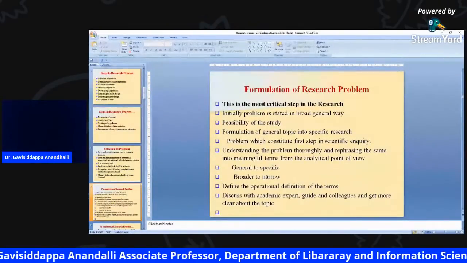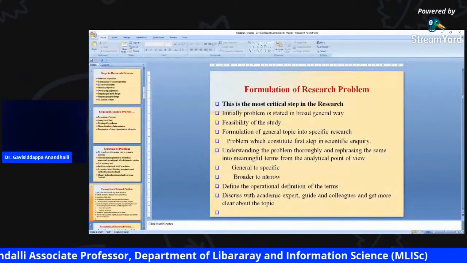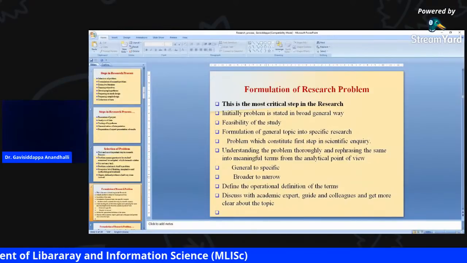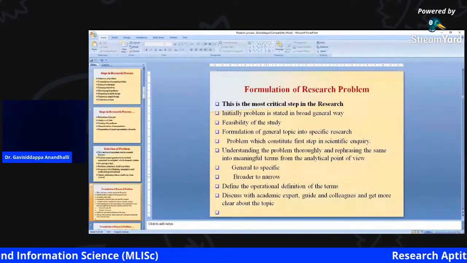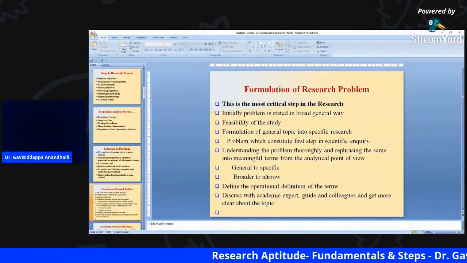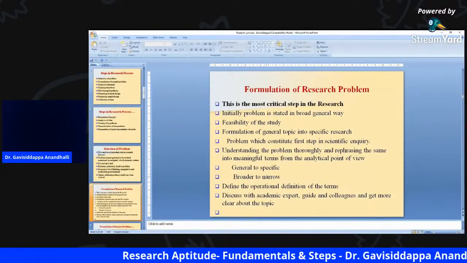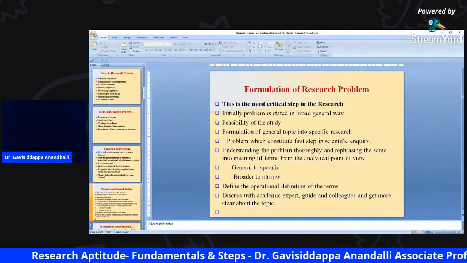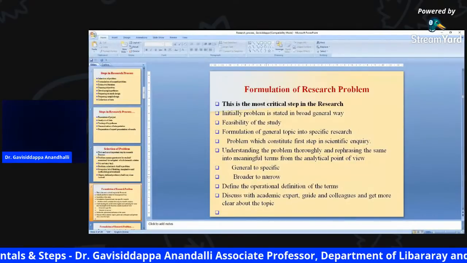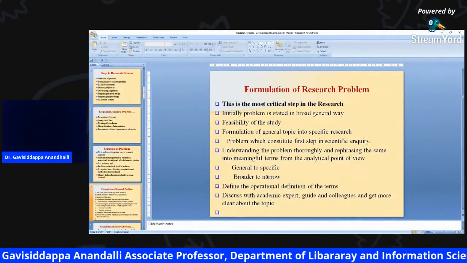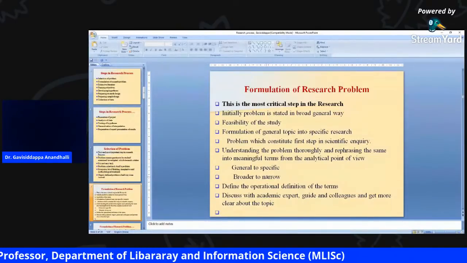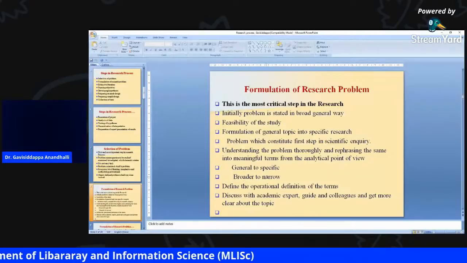Next, if you come to the formulation of the research problem, this is the most critical step in the research. Okay, initially we have taken only the broader area of the research topic. It is usually in a general format only. Suppose in library science we have taken only user studies. It is one of the areas in library science. I have taken only a broader area, user studies, and with only user study we cannot do any kind of research work.